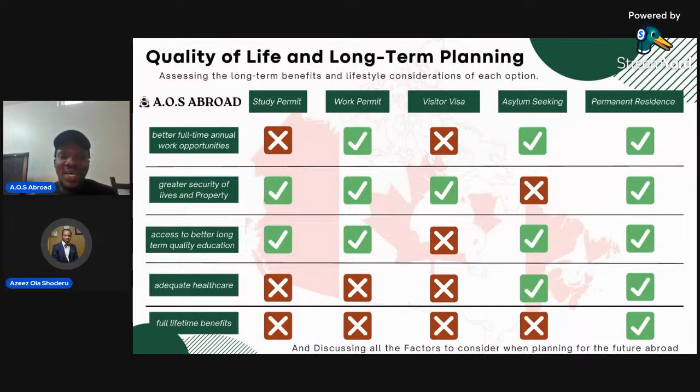So just as we are assessing the long-term benefits and the lifestyle consideration of these options, I want us to also discuss and see through all the factors you also need to consider when planning for your future in Canada.